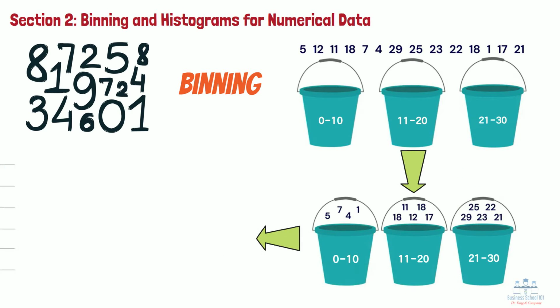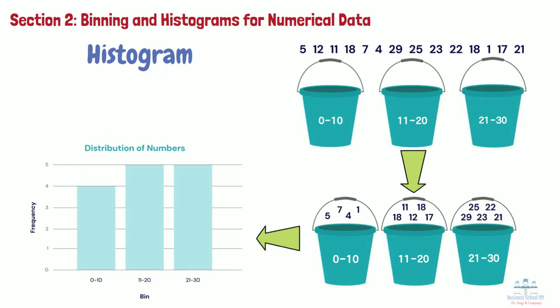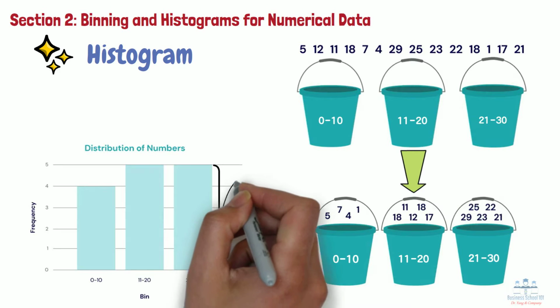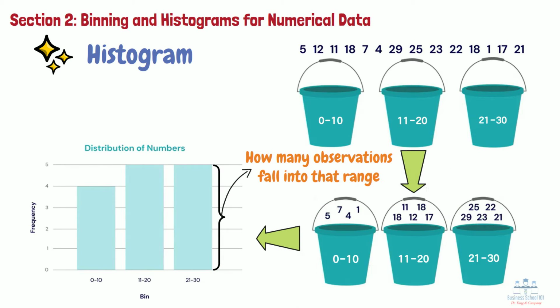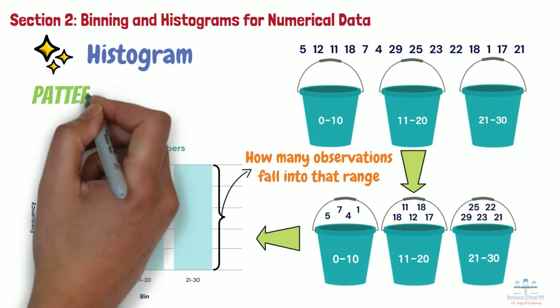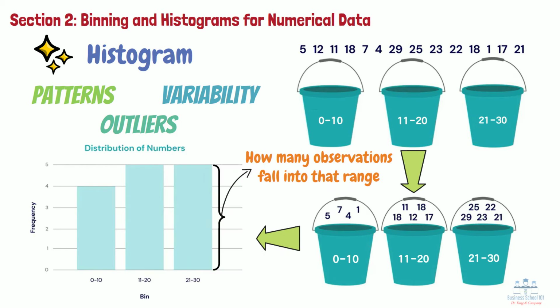Next, turn those bins into a bar chart, and now you've got a histogram, one of the most useful tools in data analysis. The height of each bar tells you how many observations fall into that range. It's perfect for spotting patterns, outliers, and variability in your data.